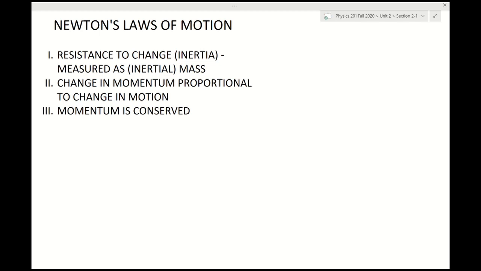Let's summarize Newton's laws of motion. Newton's first law gives us the idea of resistance to change in motion. The inertia is measured as mass or inertial mass. The second law gives us the idea that the change in momentum is proportional to a change in motion. And then the third law gives us the idea that momentum is conserved always.